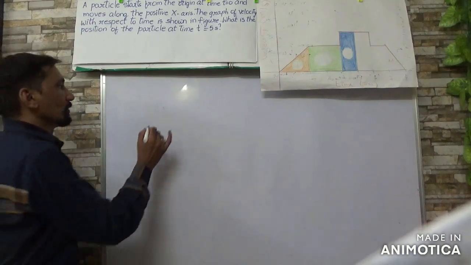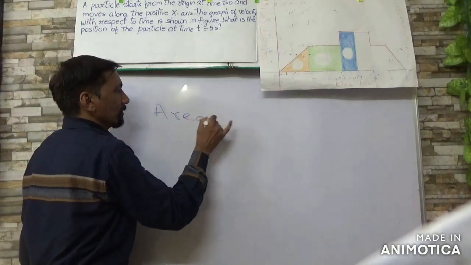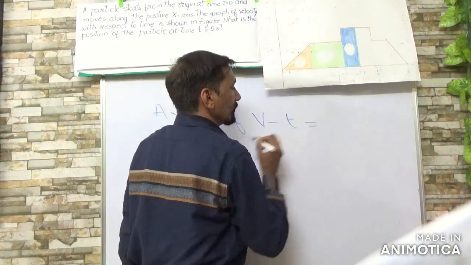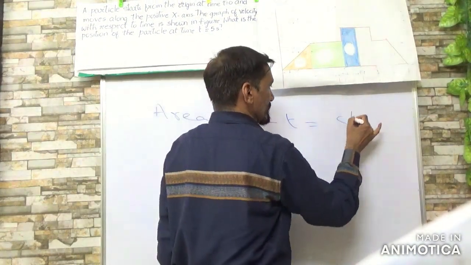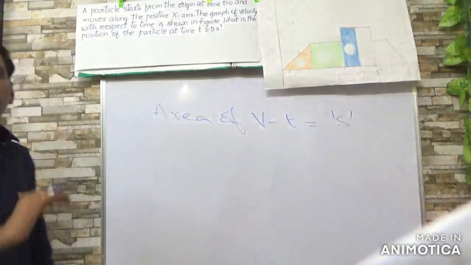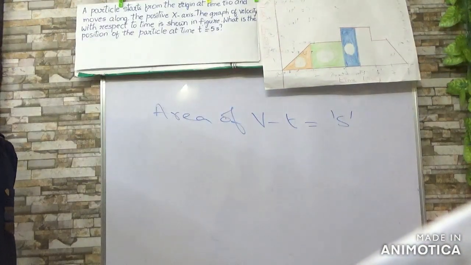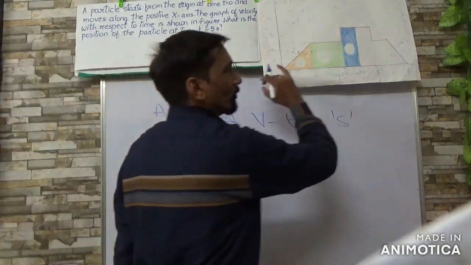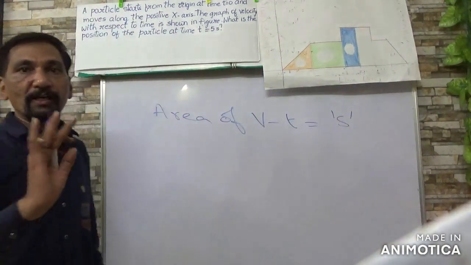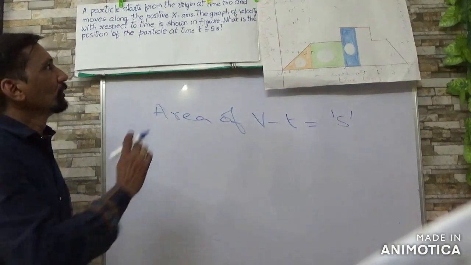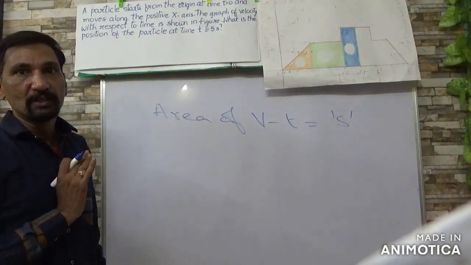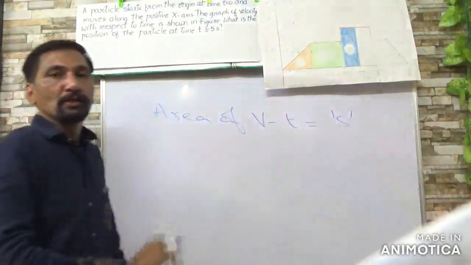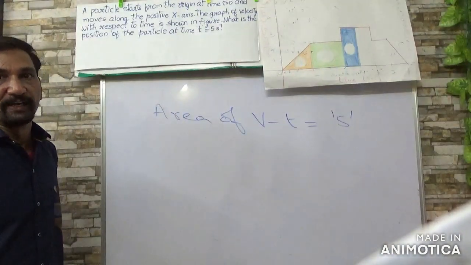Okay, so you know, the area of a velocity versus time graph gives displacement, nothing but the position of the particle. But you want it up to 5 seconds only, so you need not consider the total area up to 8 seconds. You want its position only after 5 seconds. Okay, so this shaded portion is only what we require, right?